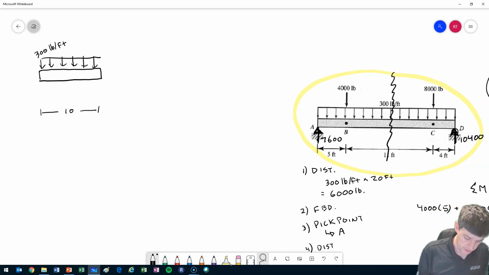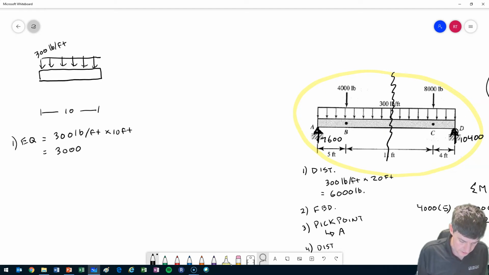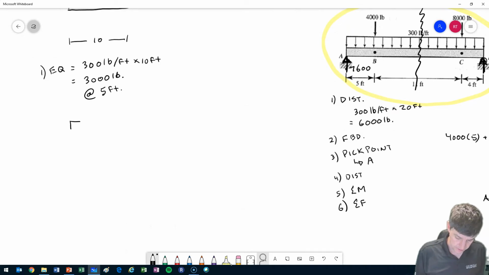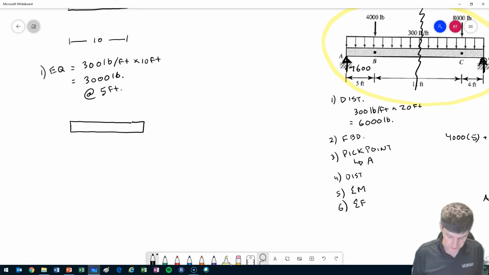So what that means is my equivalent load for the left-hand side is going to be equal to 300 pounds per foot times 10 feet, which is equal to 3,000 pounds. Okay, and it would be at the midpoint, so 5 feet. So my left-hand side, once I change my distributed load to an equivalent load, is going to look like this.